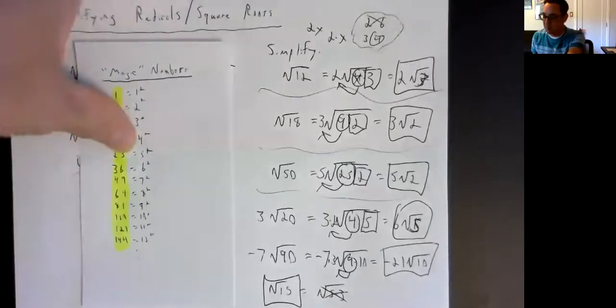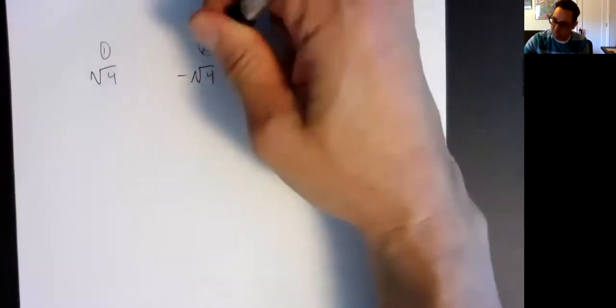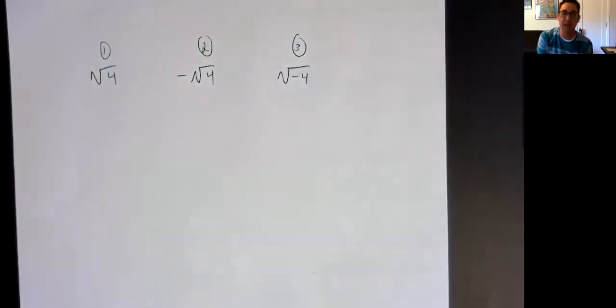Okay, now part 2 of this is, what's the difference between square root of 4, negative square root of 4, and square root of -4? We have 3 different situations there, and actually all 3 of these might happen in a quadratic formula. Are they the same thing, or are they different? Okay, well, let's talk about this. We'll call it case 1, case 2, and case 3.